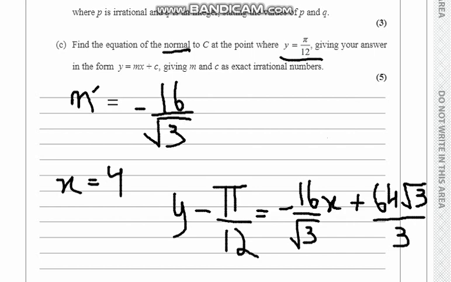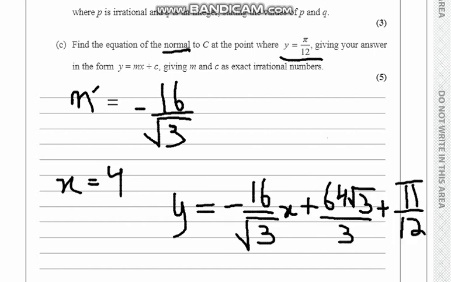So we are beginning to form y equal to mx plus c. So the last and final step will be to add pi upon 12 to both sides to make y the subject. So that will give us, there you go, that's our final form. And there you go, irrational numbers, m and c: c can be 64 root 3 upon 3 plus pi upon 12, and our m is minus 16 over 3 root 3. And that's our final question done. That's the C part, 5, 3 and 2 marks, that's a 10 marker question.